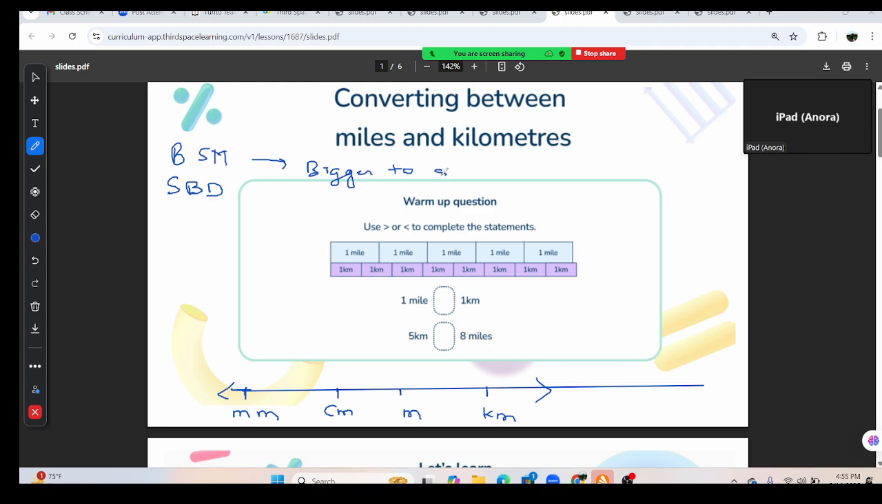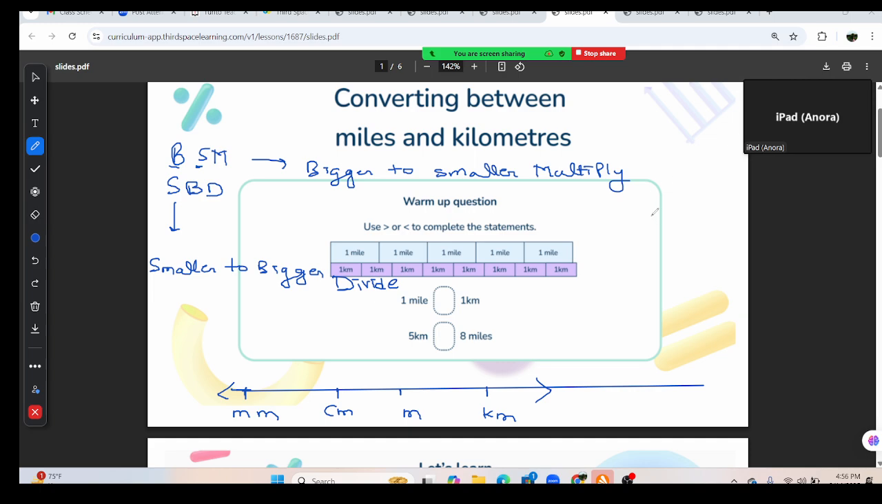Bigger to smaller, we multiply. M is for multiply. B is for bigger, S is for smaller, M is for multiplication. SBD is smaller to bigger, we divide. D is for division. If you remember this rule, you can do it. Let me give you an example.